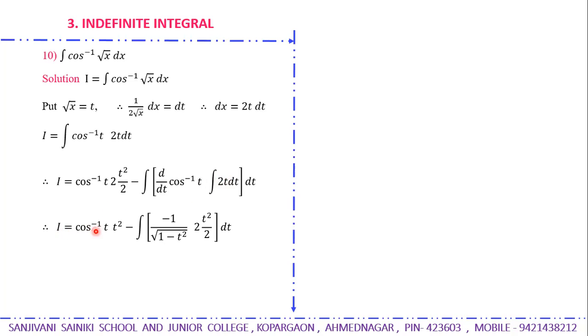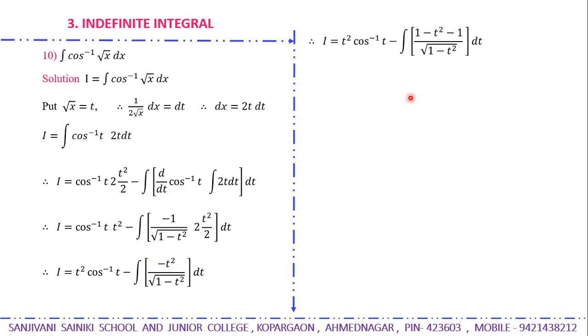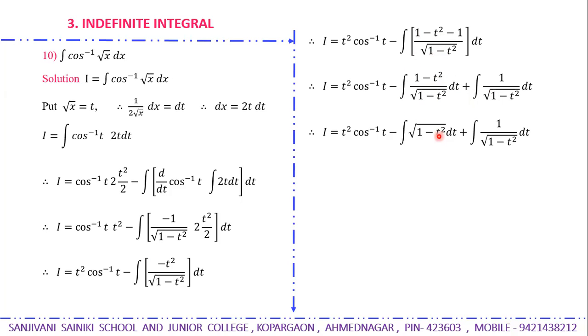So I is equal to cos inverse of t into t square minus integration of minus 1 upon root 1 minus t square, which is the derivative of cos inverse of t, and the integration of 2t is 2t square upon 2. So t square cos inverse of t minus integration of, in bracket, minus t square upon root 1 minus t square dt. So here I will add 1 and subtract 1. This is an adjustment only, so that I can divide this numerator by this denominator separately. So here I will get integration of root 1 minus t square plus integration of 1 upon root 1 minus t square.